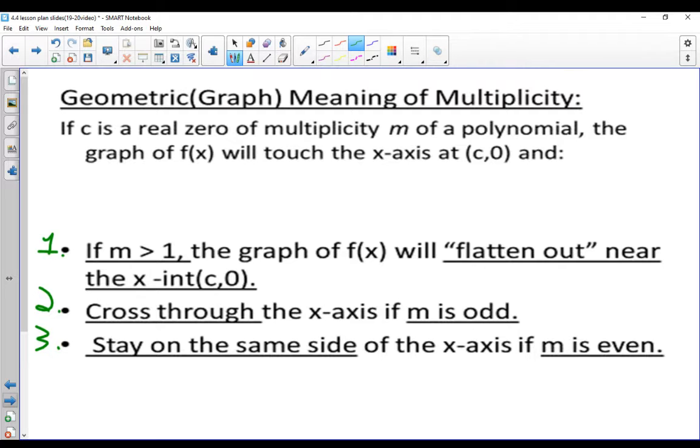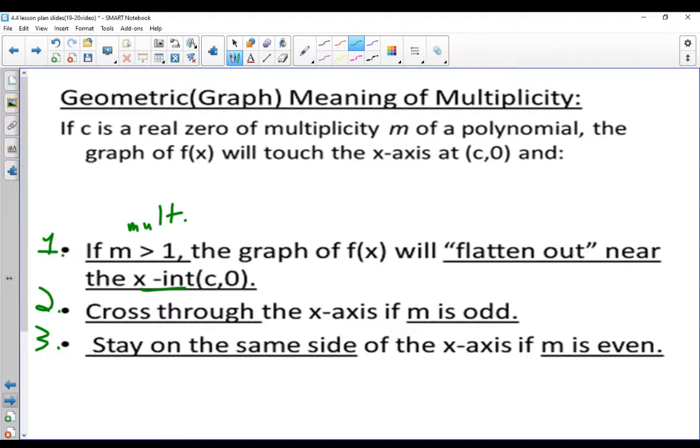Key point number 1: if your m, or your multiplicity, is greater than 1, then the graph of your function will flatten out near your x-intercept. And I will explain what that means on the next slide, but I'm just going to go over the key components. That was key component number 1.